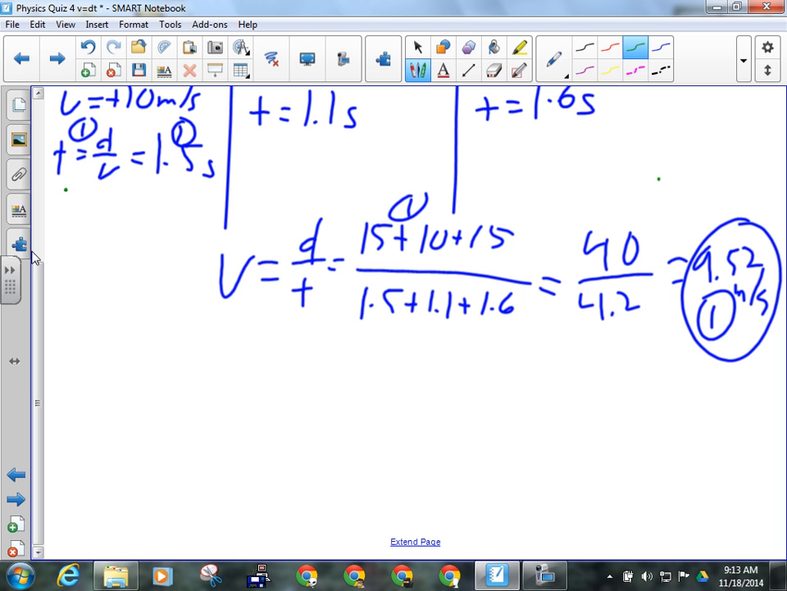If they just have 9.5, that's fine. But they have to have the meters per second. If they don't have that, it's wrong. If they put a direction on there, it's wrong, because speed is a scalar quantity. It cannot have direction.